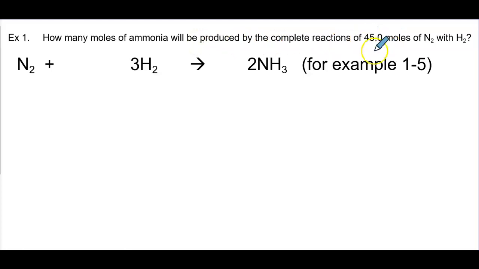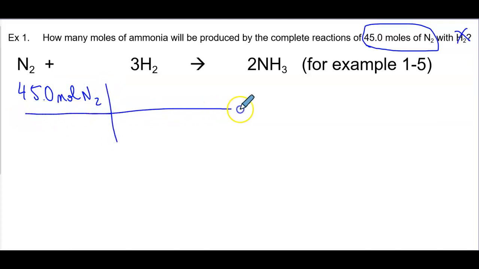So, just like before, we're going to look for that piece that we know. So as you can see, you're looking for a number, a unit, and a chemical formula that goes with that number and unit. That's very important. We don't care about this H2. It's not with the number. It's just to complete the sentence. Okay, so we're going to start with, like before, 45.0 moles of N2.